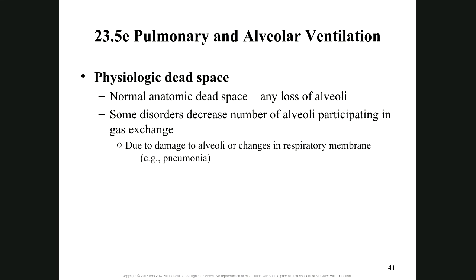The physiologic dead space is the normal anatomic dead space plus any loss of alveoli. Some disorders decrease the number of alveoli which participate in gas exchange. This is due to damage to our alveoli, or when we have pneumonia and the thickness of our respiratory membrane changes, so the amount of air which can go to our alveoli decreases because our alveoli cannot become expanded enough at that time. So physiologic dead space is the normal anatomic dead space plus any loss of alveoli.